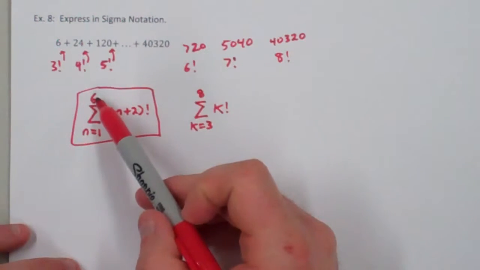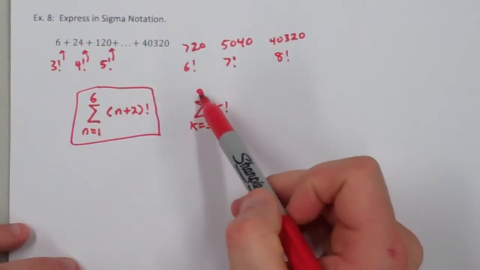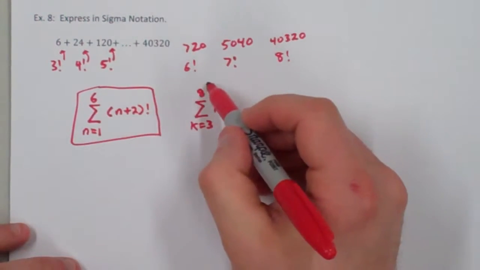Notice how there are 6 terms. 6 minus 1 though is 5, and 8 minus 3 is 5, although there are still 6 terms in this sigma notation.